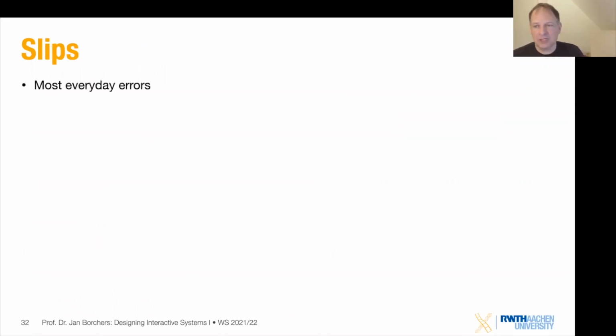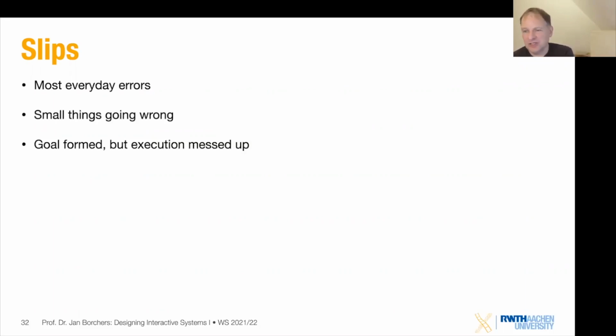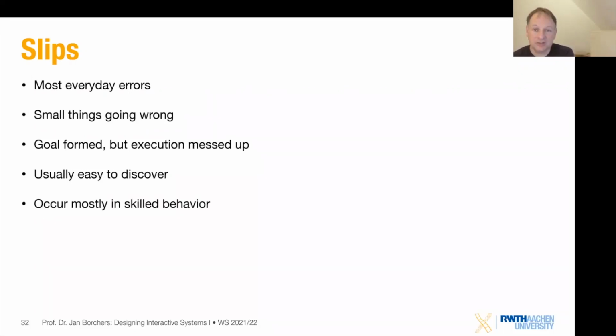Slips, that's the second kind, and that is actually much easier to detect. Slips are most of the everyday errors that you and I all make. There are small things going wrong. You formed a goal, but somehow you messed up the execution. And these are actually easy to discover most of the time. They occur mostly in skilled behavior. So this is interesting, this is a paradox. You don't make a slip because you're unfamiliar with the situation and what to do, but because you're so familiar with the situation and what to normally do that you don't quite pay attention. You don't think it's worth turning on your brain in full gear.